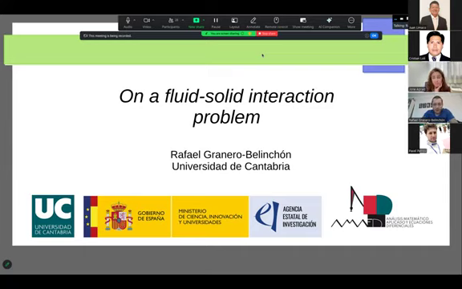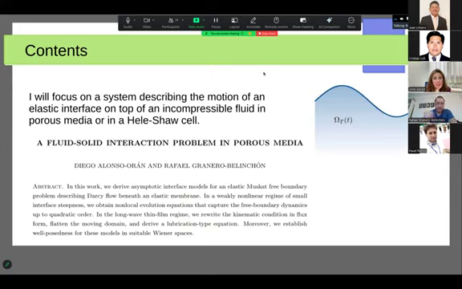Okay, I'm going to talk about a fluid-solid interaction problem. So let me try to start with the setting. Oh, why is this thing not moving? Okay. By the way, this is a joint work with Diego Alonso.